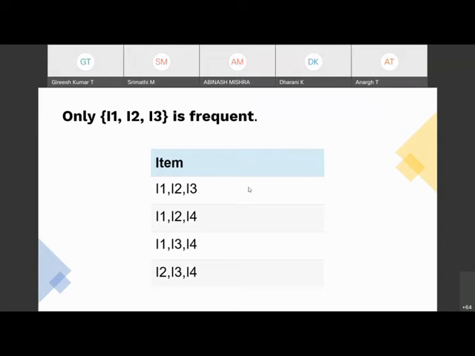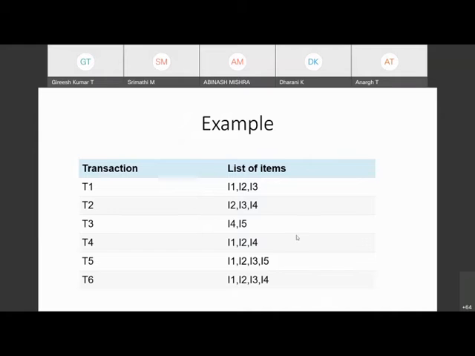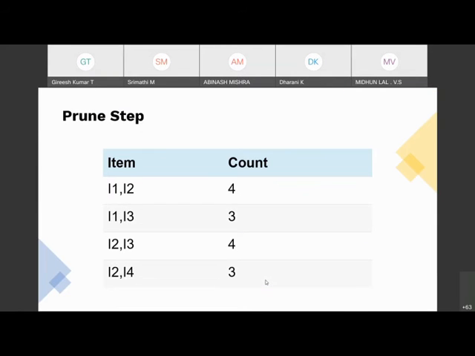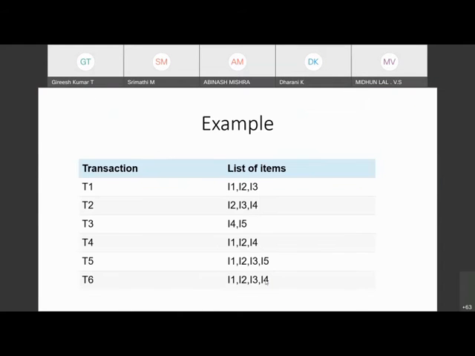Now we can see what about I1, I2, I4. I1, I2, I4 is present in only 2 places, but our minimum support is 3, so we can throw I1, I2, I4 away. Similarly, let's see I1, I3 and I4. I1, I3 and I4 is present in only one place. Our minimum support is 3, so you can throw that also.